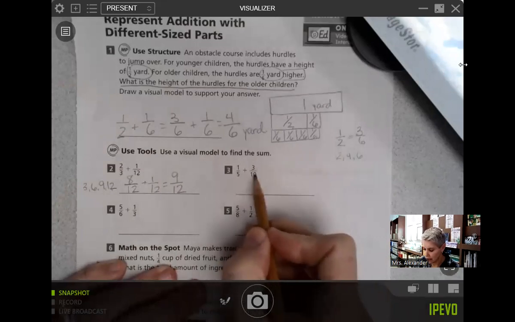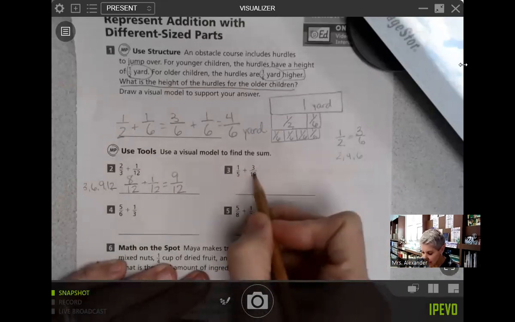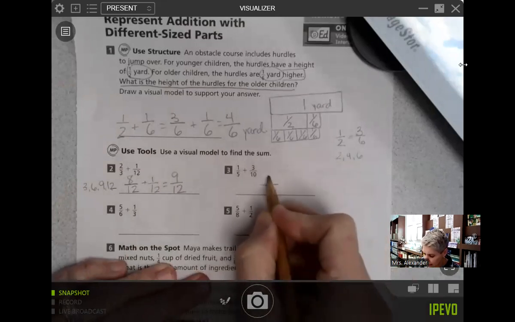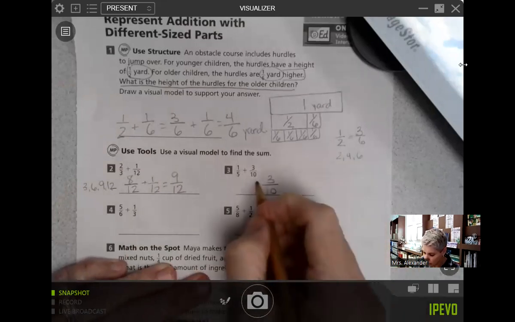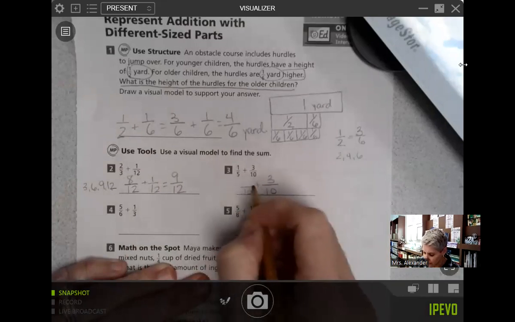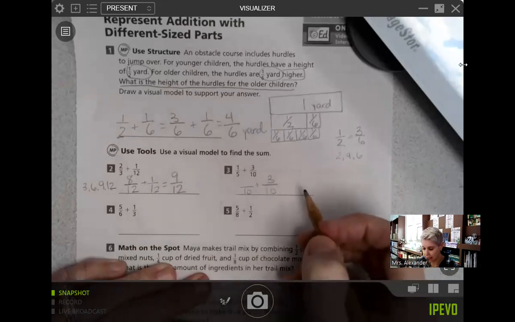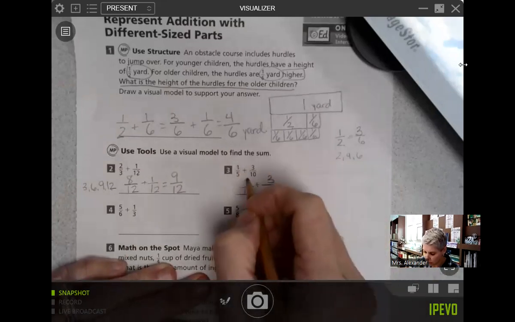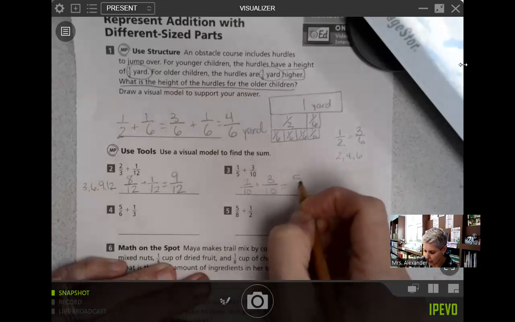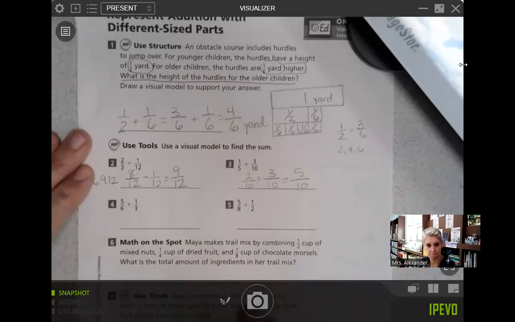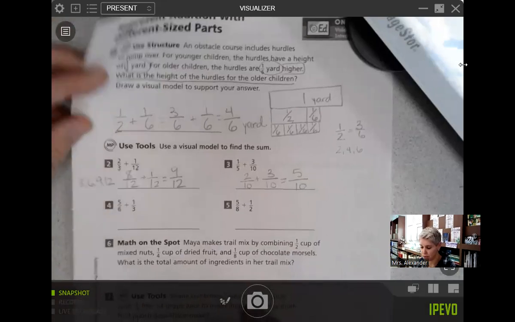Looking at these denominators, 5 and 10, 10 is a multiple of 5. So that means I'm going to leave those tenths the way they are. What I'm going to adjust are my fifths. So 5, 10. 5 times 2 is 10. So 1 times 2 is 2. And then we can add our fractions to get 5/10. So far, so good, I hope.